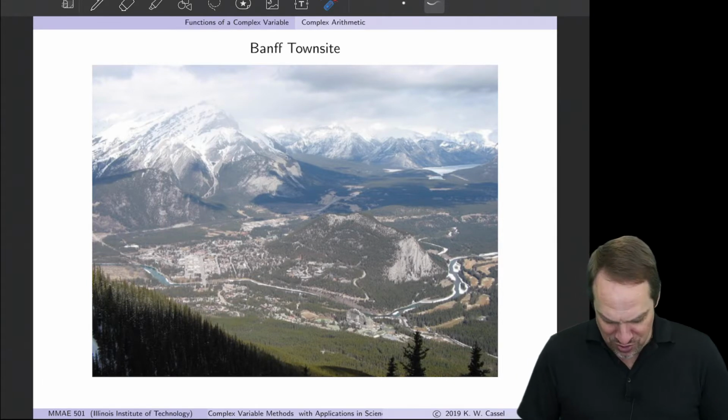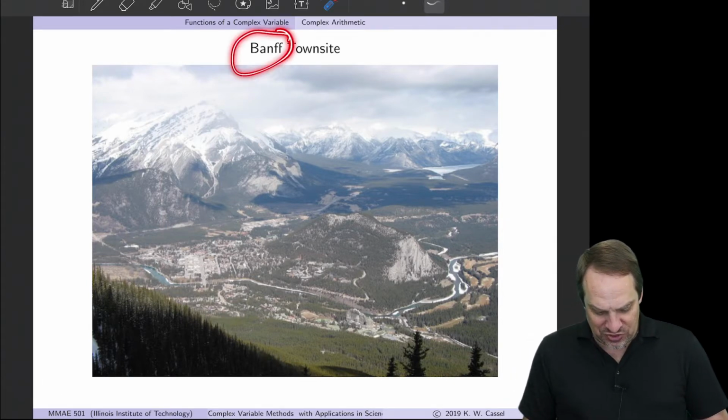Sorry, I didn't realize there were more. So this is Banff. This is the actual town of Banff right here.